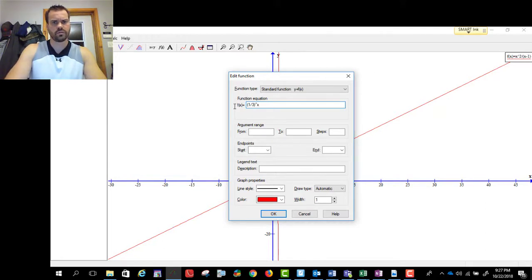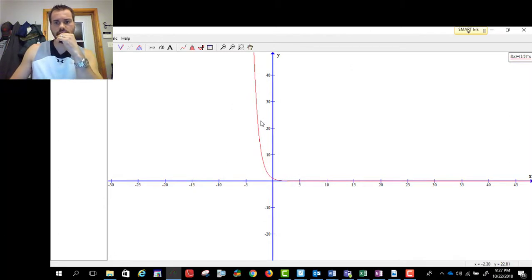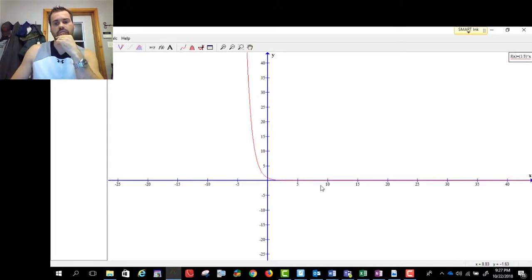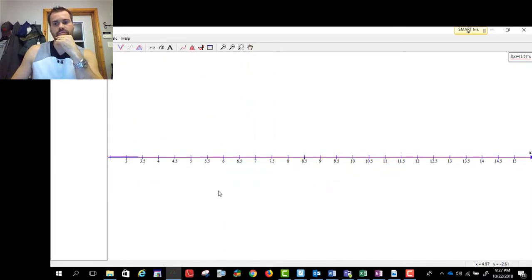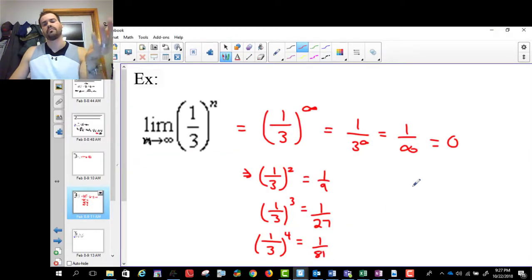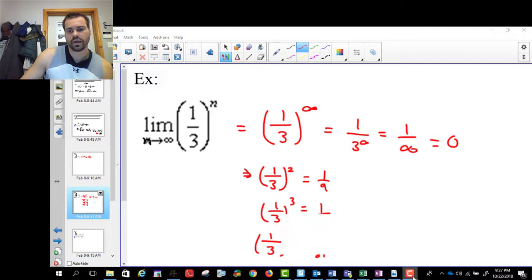what 1/3 to the x looks like. All right, you can see that as x gets big, it doesn't take very long before you get really close to 0. Okay, so conceptually it makes sense, but graphically you can see it, and it makes sense that way too. So that's that one. Okay, what about this guy?